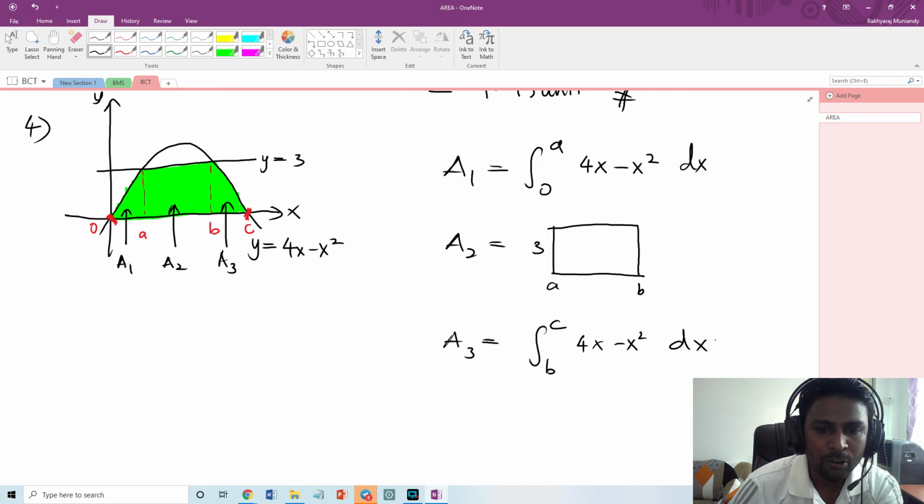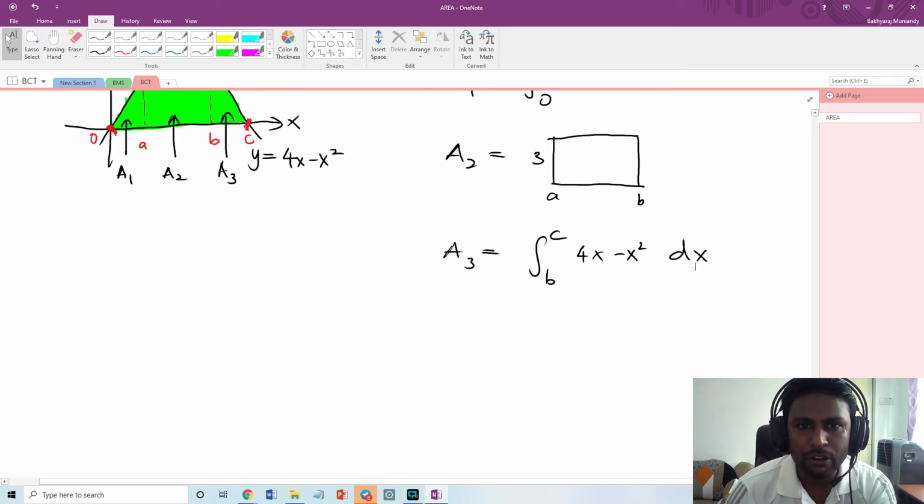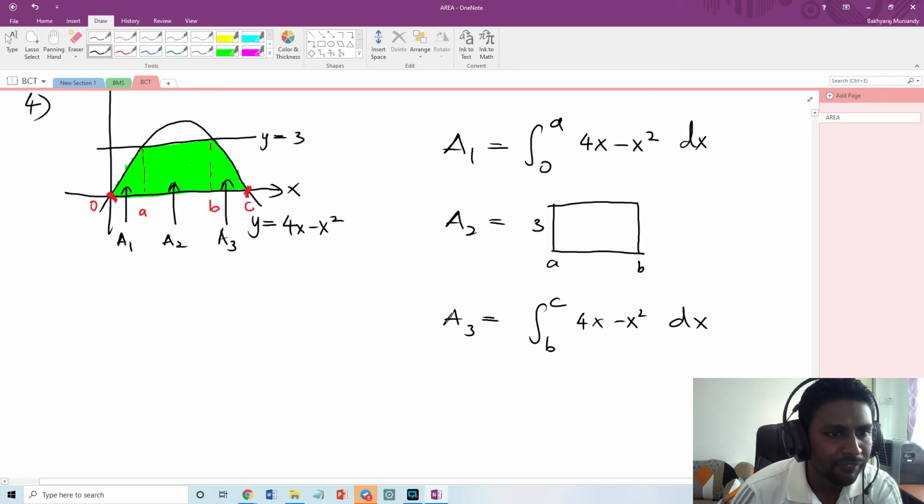Okay, now my challenge is I need to find what A, B and C are. If I know A, B and C, I can find the answer already, because I have everything else. It is just a matter of substituting. Okay, next, let's find C first. How to find C? What do I do?